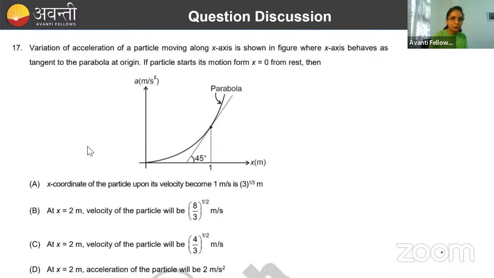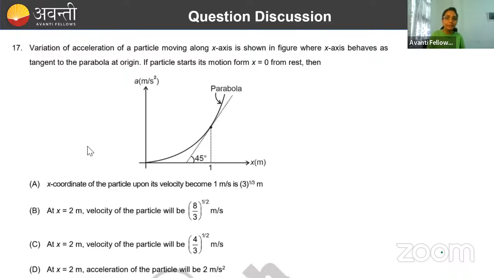Variation of acceleration of a particle moving along the x-axis is shown as this. Here a graph is given. Graph is given of what? Acceleration versus displacement graph is given, and then different things are asked. So the first thing we can do is try to write the acceleration as a function of displacement.